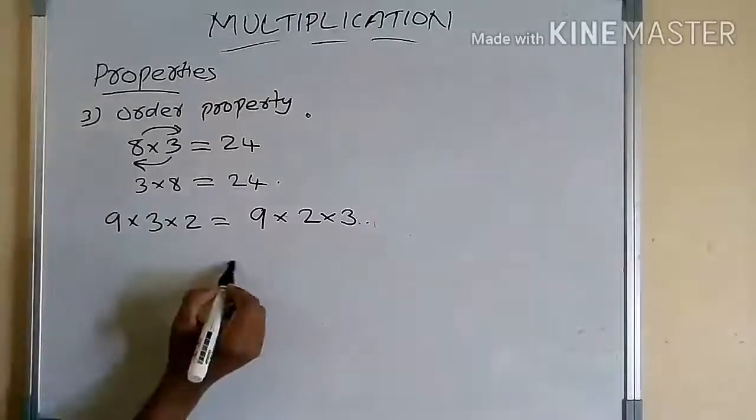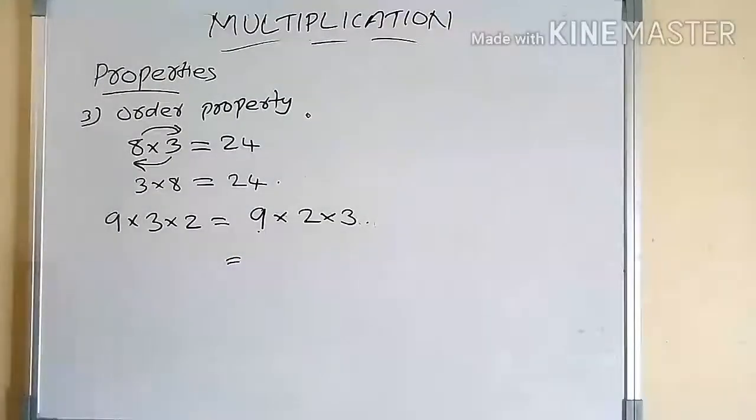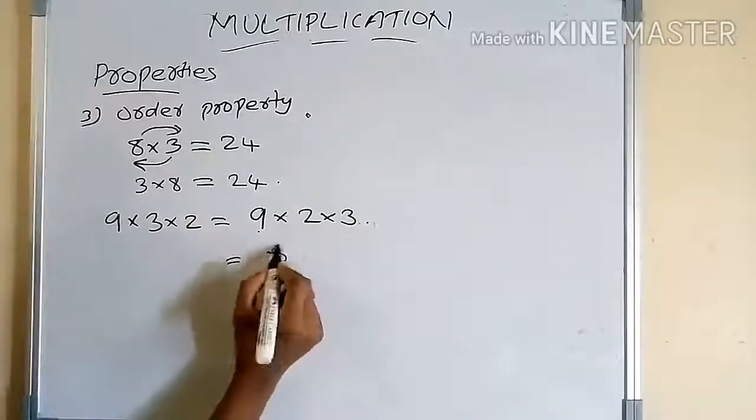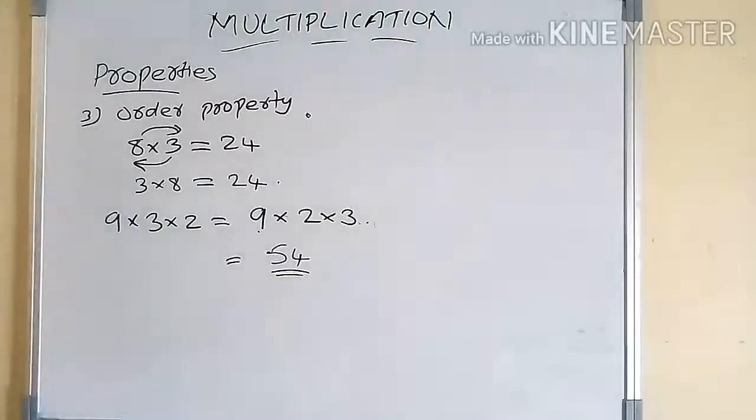Okay. What is the answer? 9 into 2? 18. Next, 18 into 3. Multiply. What is the answer? 54. So the total answer is 54.